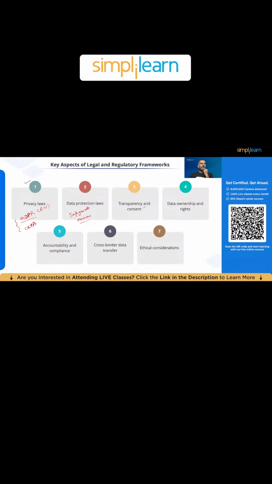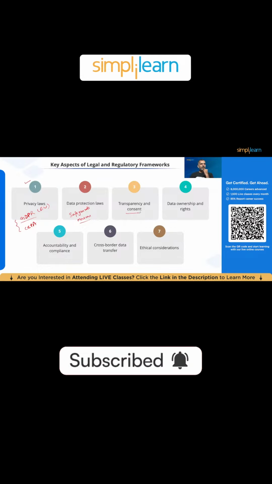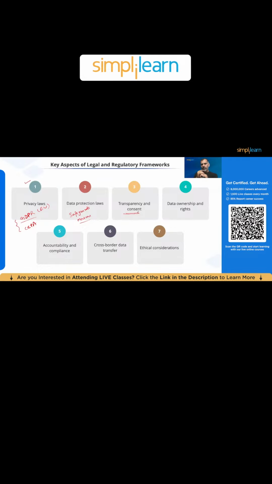Then we talk about transparency and consent, and this is very important. When any data organization is collecting data from individuals, these laws and frameworks emphasize the importance of adopting transparency practices. When you are collecting data, you need to tell very clearly that these are the pieces of information we are collecting, and that this will be the purpose of collecting that information.